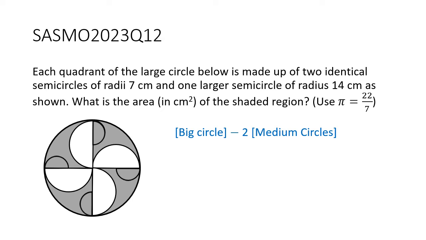So the big circle's area is equal to pi times r squared. R is 28, and subtract 2 times the medium circle, which is pi times r, which is 14 squared. So if we calculate this, we'll get a final answer of 1232.